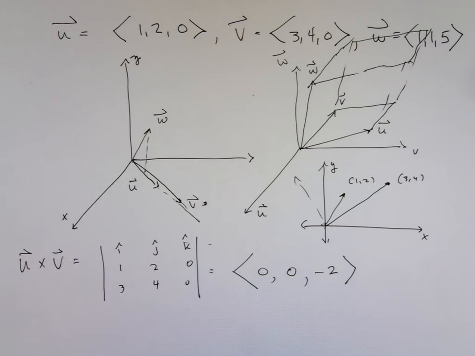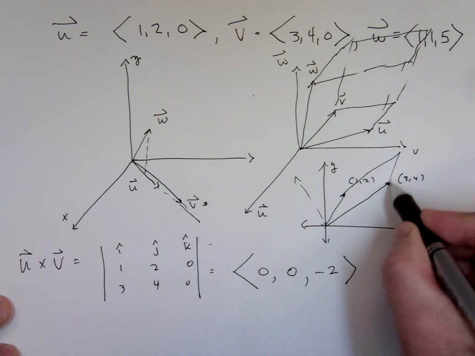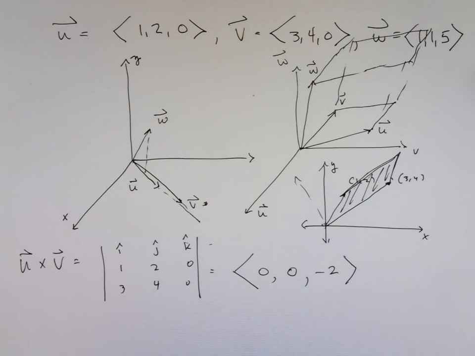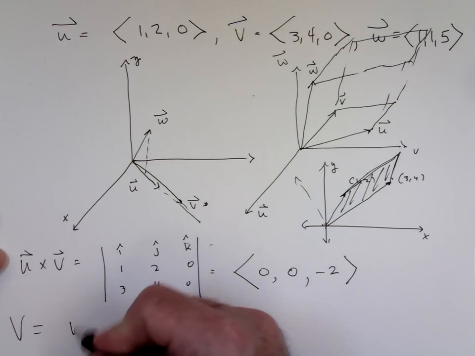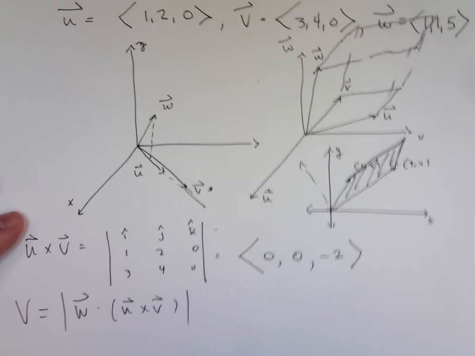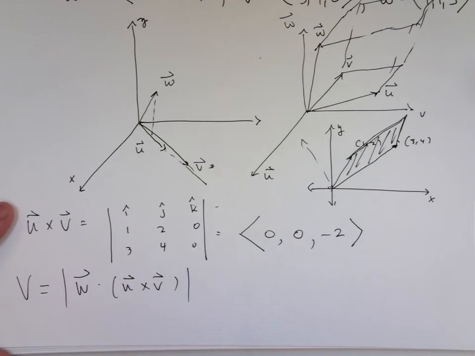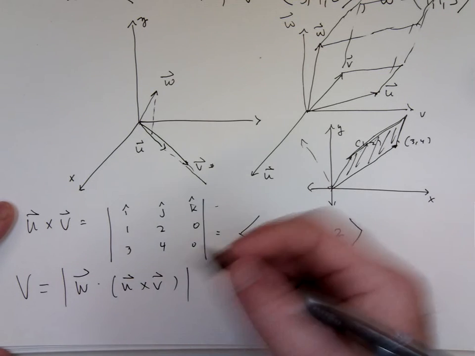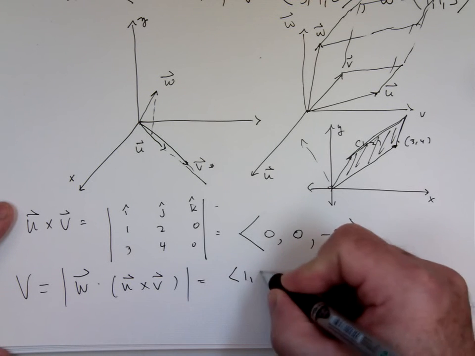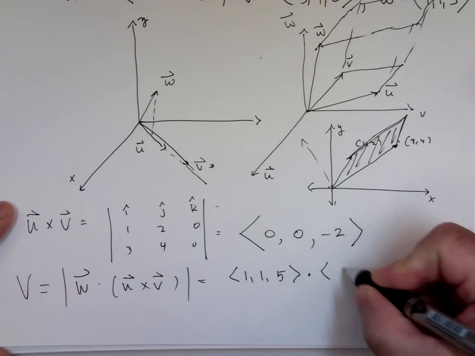The magnitude of the cross is 2. The magnitude of the cross is the area of this parallelogram that's formed by these vectors. That's what the magnitude of the cross is going to give you. Now, the volume of the parallelepiped is equal to W dot U cross V. Make sure you take an absolute value, because you may get positive, you may get negative, but you will always get the right answer as long as you take the absolute value. So W is 1, 1, 5, dot 0, 0, negative 2.